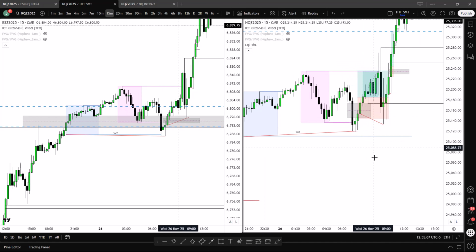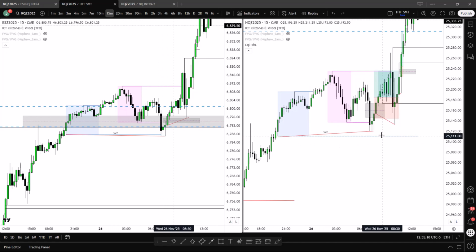Based off the 15-minute, 4-hour, internal to external, 15-minute inverse fair value gap, internal 4-hour to external 15-minute. So that was the pre-market London trade.